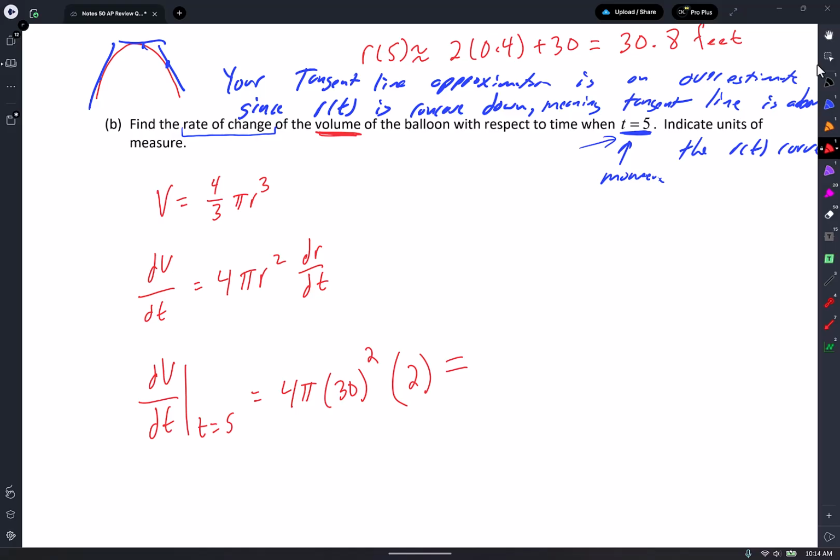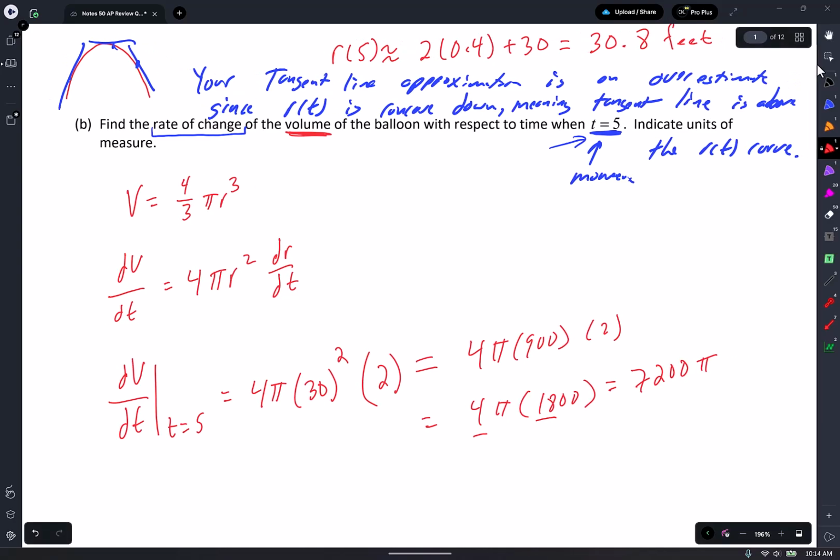30 times 30 is 900, times 4. Okay, let's just go slow. 4 pi times 900 times 2. What should I do first, the 9 times 4 or the 9 times 2? Okay, so then 4 pi times 1800. 18 times 4: 18, 36, 72. So 7200 pi. And I need units.